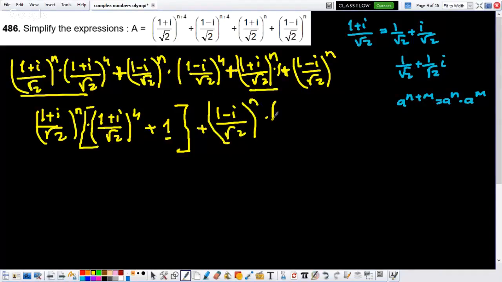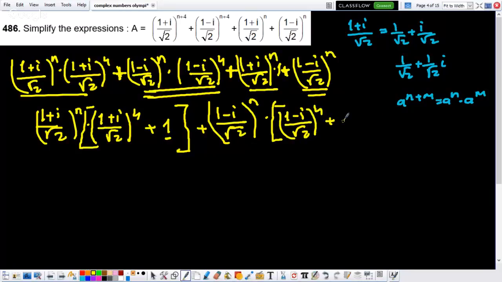Then plus 1 minus i over root 2 to the power of n times the same thing for the 1 minus i over root 2 to the power of n. This one has a common term, actually totally, and when you take out the common term 1 minus i over root 2 to the power of n, then this part is going to be 1 minus i over root 2 to the power of 4 plus 1.